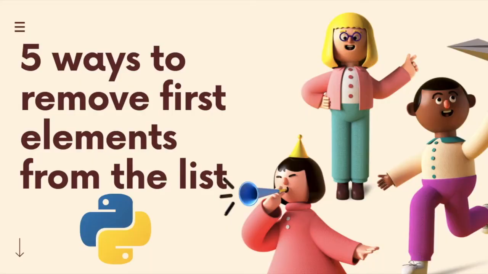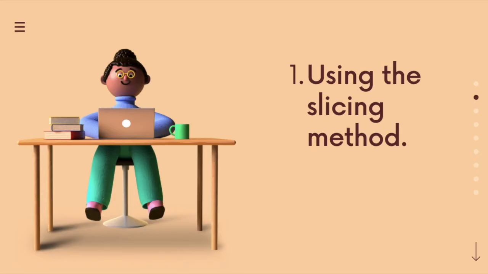In this video we are going to see the 5 ways to remove the first element from the list. I have already created one video where I have shown the 5 ways how we can remove the last element from the list. So here we will see how we can remove the first element. We will see each of the ways step by step with the help of an example. First we will see how we can use slicing.